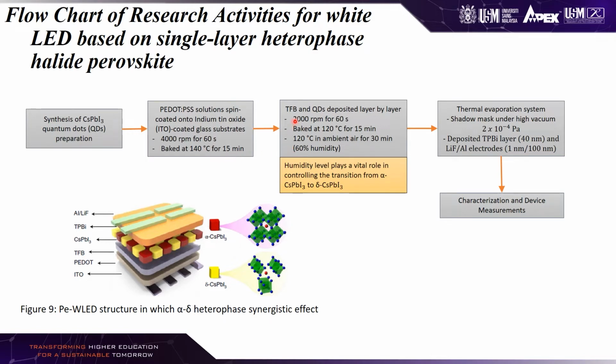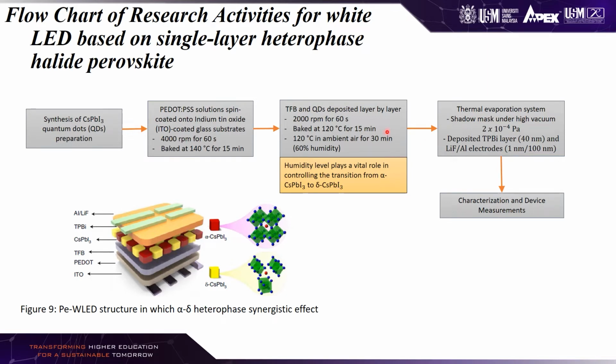And TFB and quantum dots are deposited layer by layer at 2000 rpm for 60 seconds, baked at 130 degrees Celsius for 15 minutes, and then at a temperature of 120 degrees Celsius in ambient air for 30 minutes with 60% humidity. The important thing is that the humidity level plays a vital role in controlling the transition from alpha calcium lead iodide to delta calcium lead iodide.